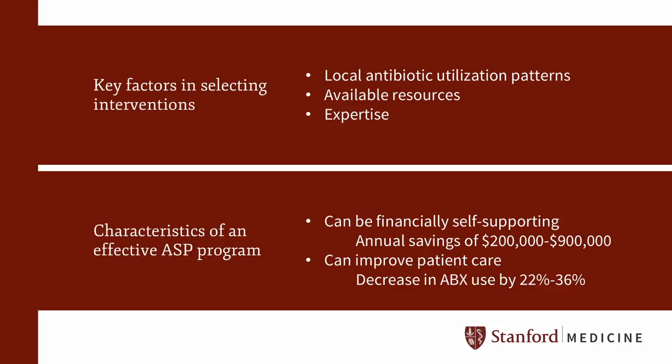Programs should select interventions based on local antibiotic utilization patterns, available resources, and expertise. Effective ASP programs can be financially self-supporting and improve patient care. In the literature, these programs have shown decreased antibiotic use by up to 36% and annual savings up to $900,000. The emphasis of this module, again, will be on ASP interventions in the inpatient setting.